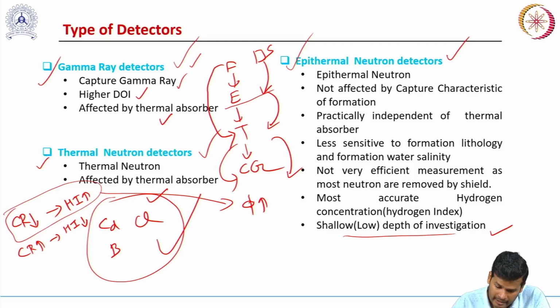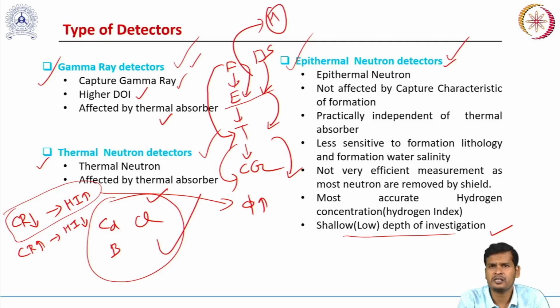That's why the gamma ray detector and the thermal neutron detector are affected by our thermal absorber. A tool employing a gamma ray detector or thermal neutron detector is affected by the salinity of the formation water, as well as the presence of cadmium and boron, which may be present in trace amounts in a shaly formation. In that case, I should use a tool with an epithermal neutron detector, which counts the epithermal neutron population. Since the epithermal neutron population is controlled only by how much hydrogen nucleus is inside the formation, fast neutrons will be converted to epithermal neutrons, dominated only by the hydrogen concentration.